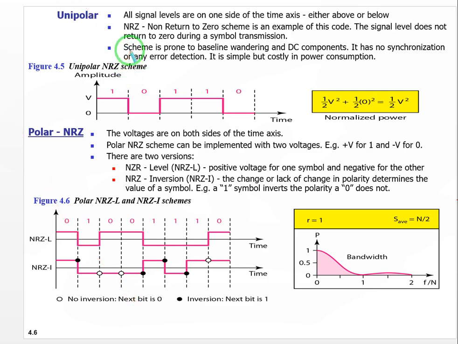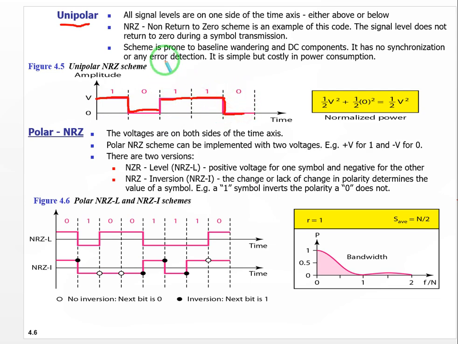So coming to the first line coding scheme, which is unipolar. In unipolar we have just one pole. What does it mean? We have just one value, positive or negative, not two. So all signal levels are on one side of the time axis, either above or below. In unipolar we use non-return to zero, NRZ, as an example of this code. The signal level does not return to zero. For a one we use a high value, and for a zero we use a lower value. Then for another one, again a high value, then we have a zero.